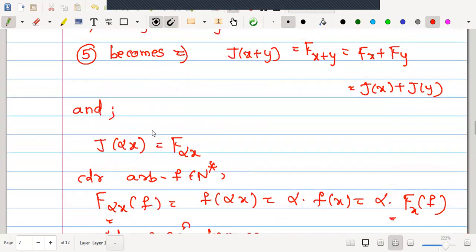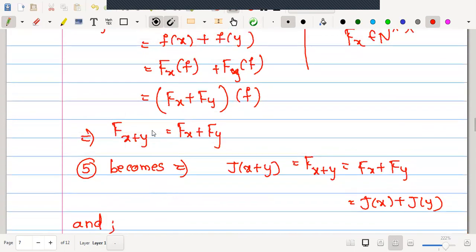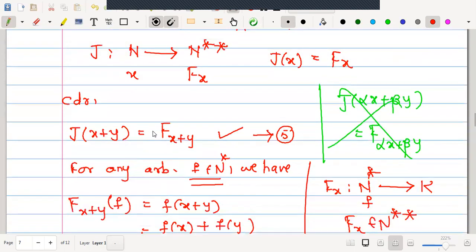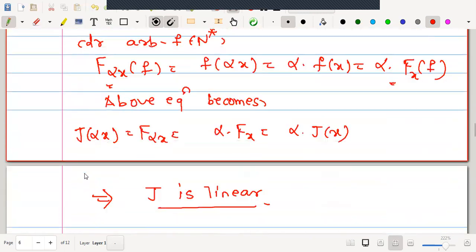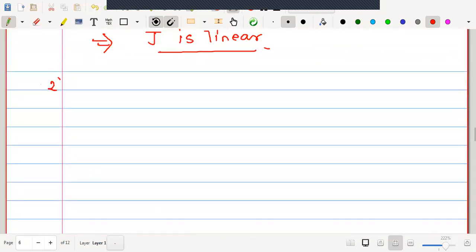Next step is actually to go for one-oneness, but before that I will prove it as an isometry. Why? Because we know that an isometry is 1-1. Linearity we have proved as the first step. Now we will prove the claim: J is an isometry.